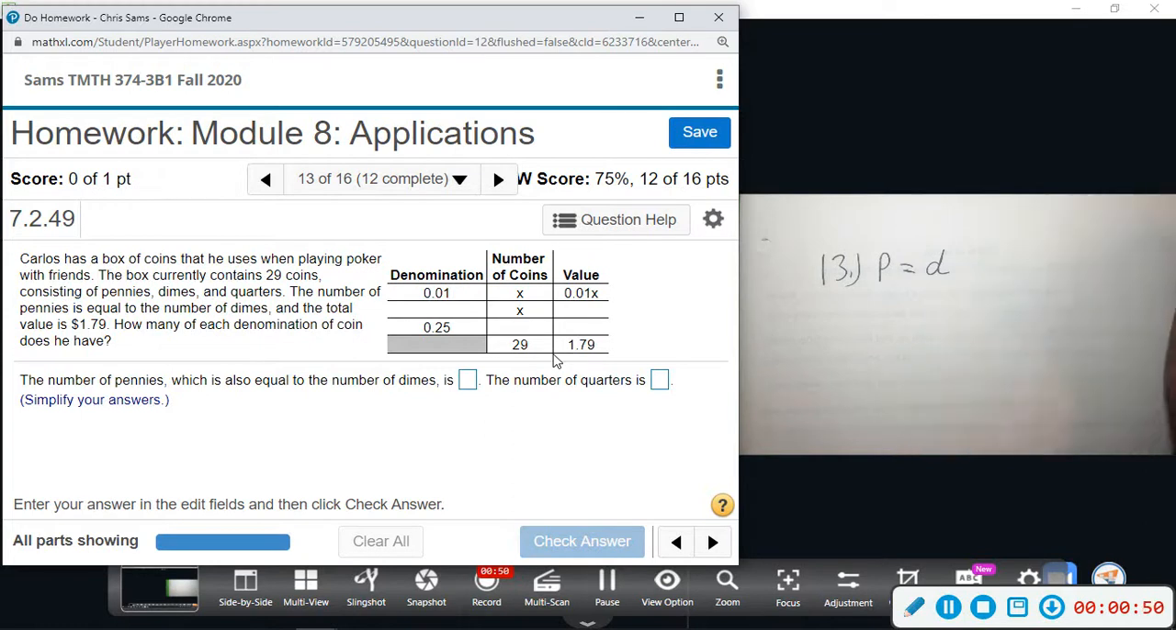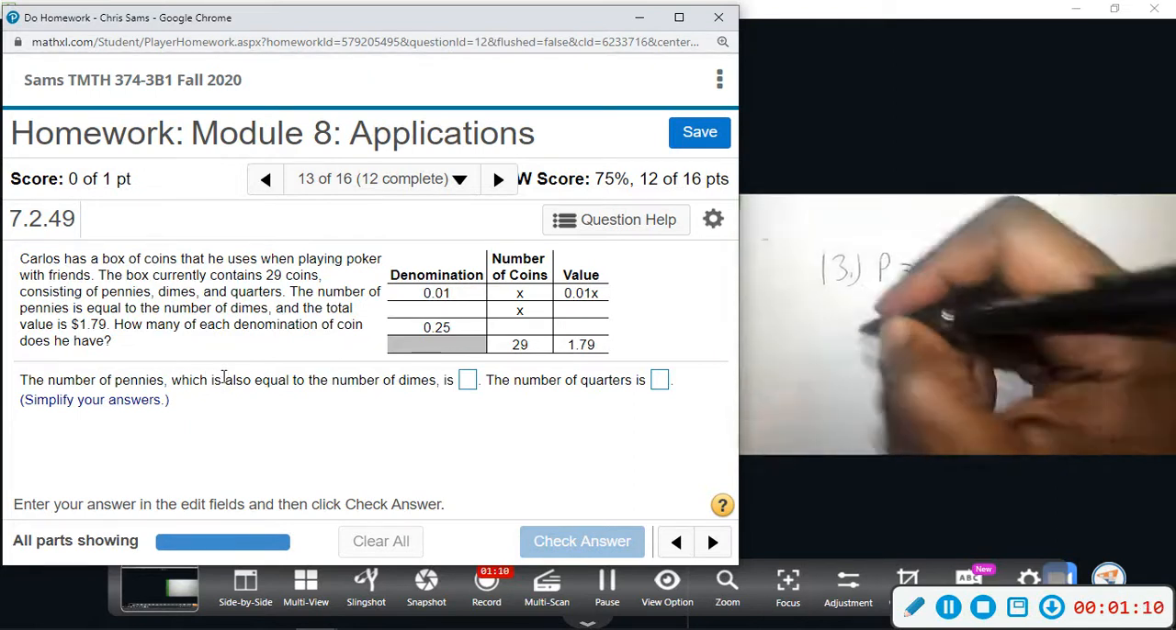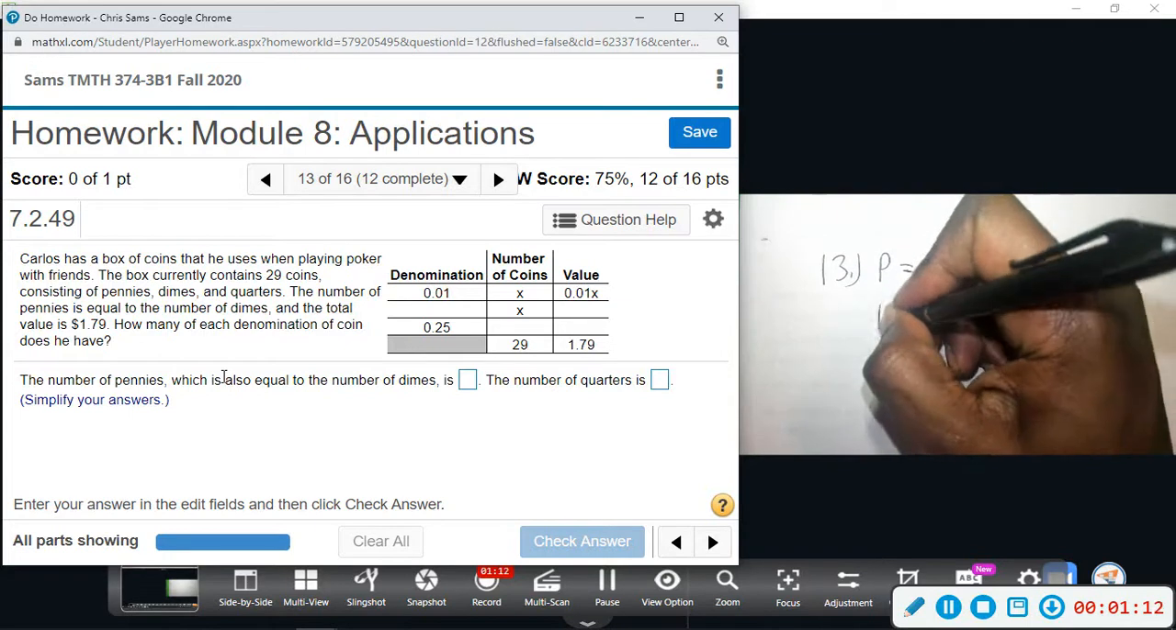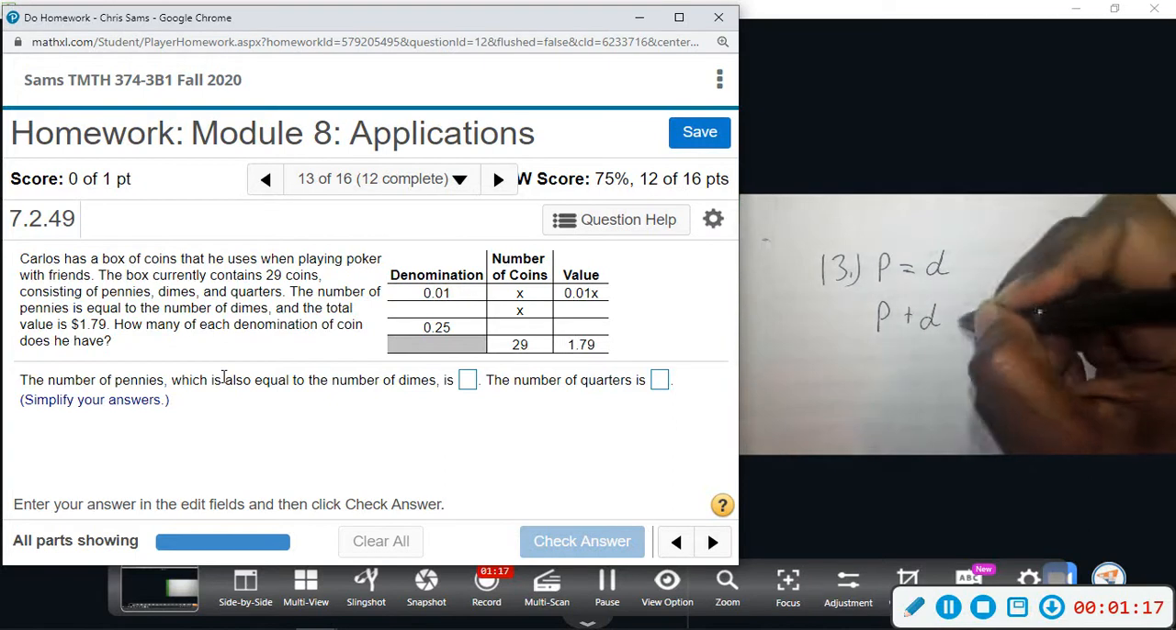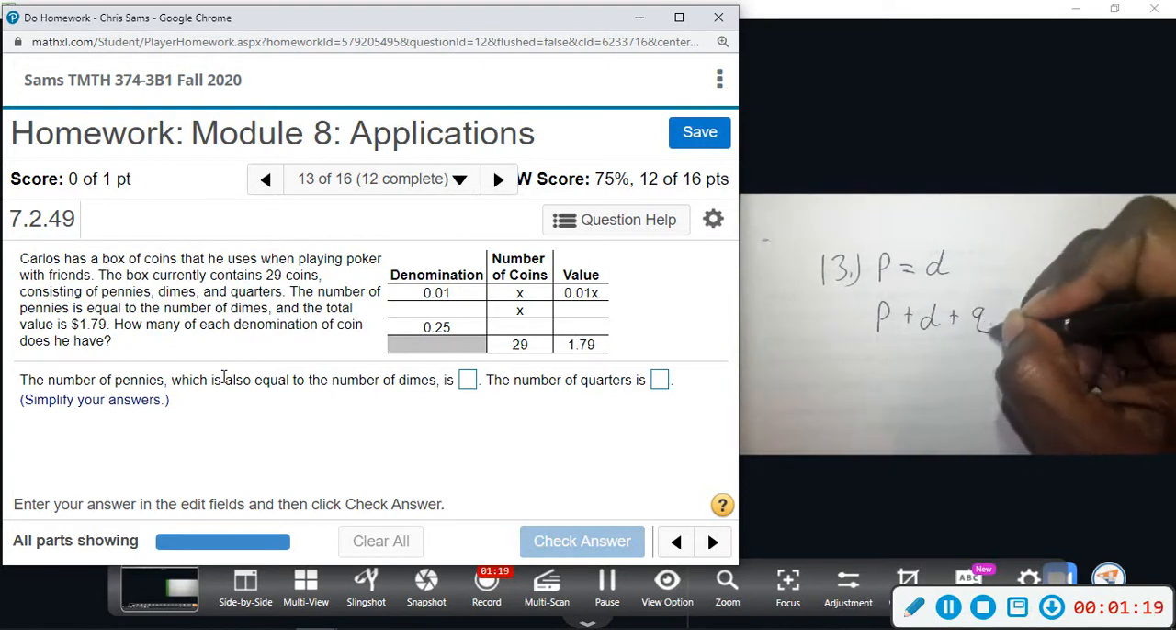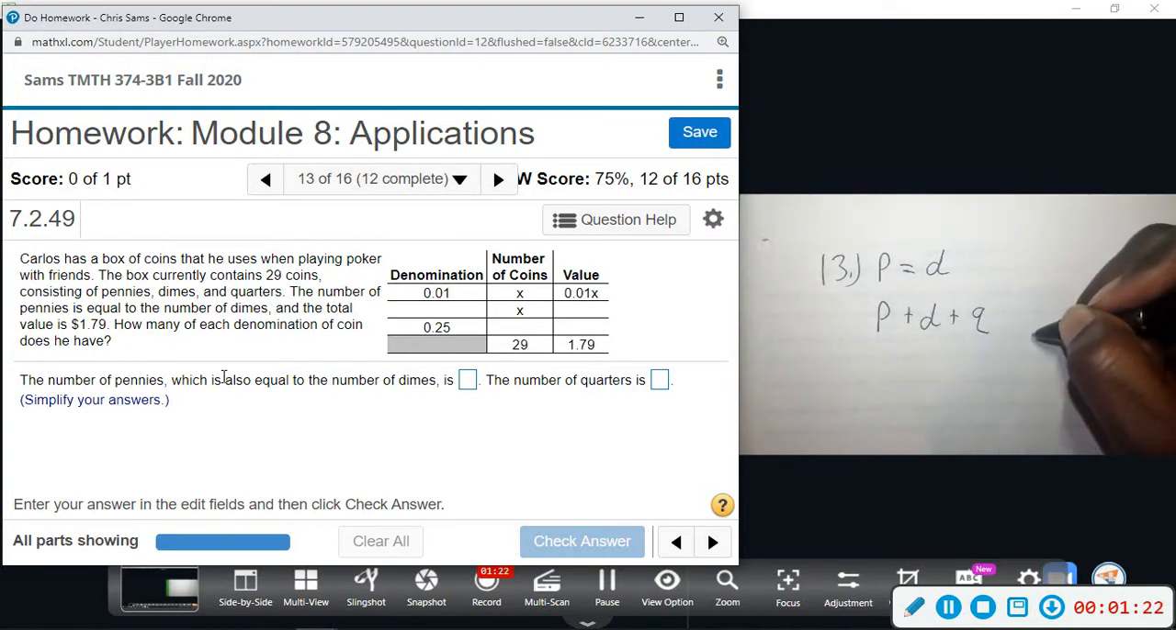Okay, so they're showing you this breakdown to let you know that a penny is going to be 0.01. I don't know why the amount for dime is missing, but it's going to be 0.1, and then a quarter is 0.25, so 25 cents. So we are going to write an expression. The number of pennies, P, plus the number of dimes, plus the number of quarters, because he has pennies, dimes, and quarters. This is 29 coins.